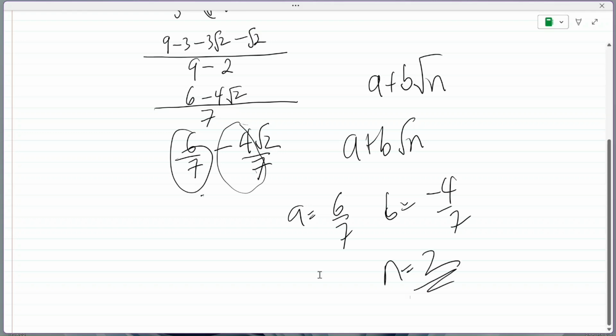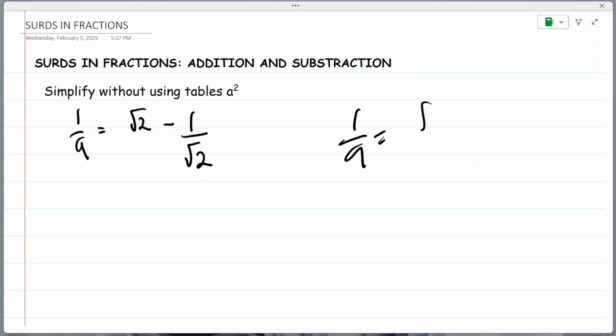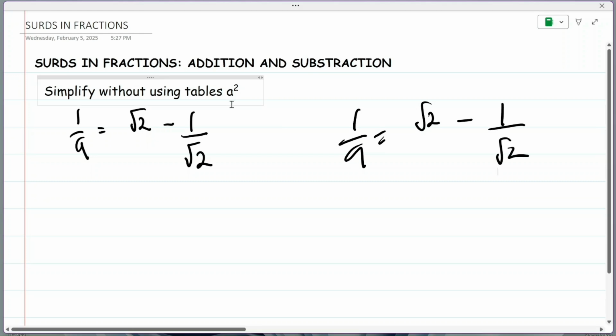N is 2. This is a question also gotten from a further maths textbook, where you have to simplify without using a table, a square, where you have the question as 1 over a equals root 2 minus 1 over root 2. We say 1 over a equals root 2 minus 1 over root 2. We are asked to look for the square of a. We have to find a first before we square it.